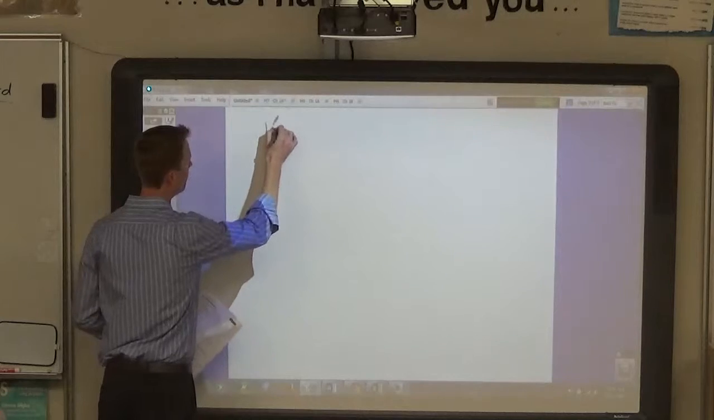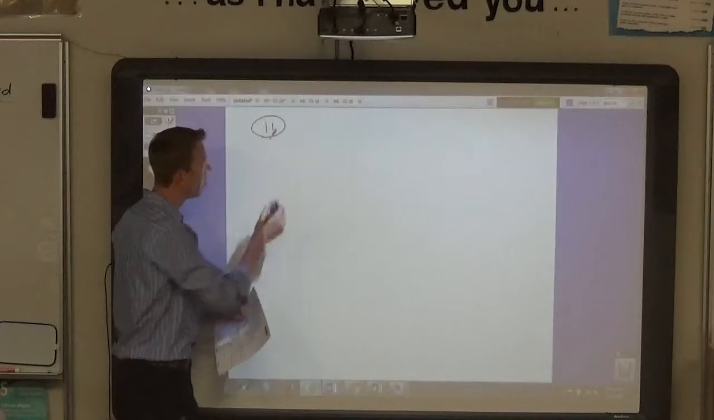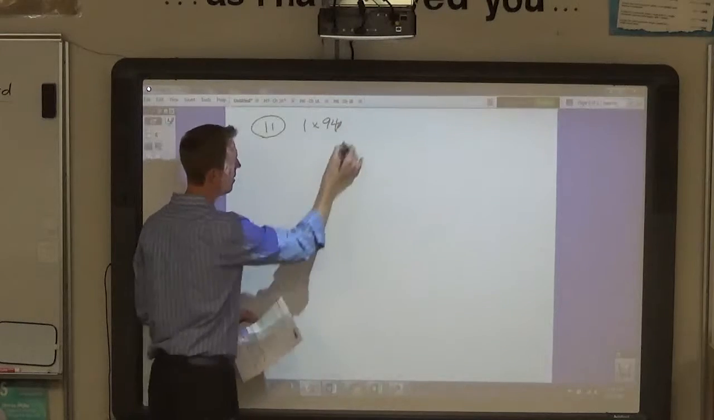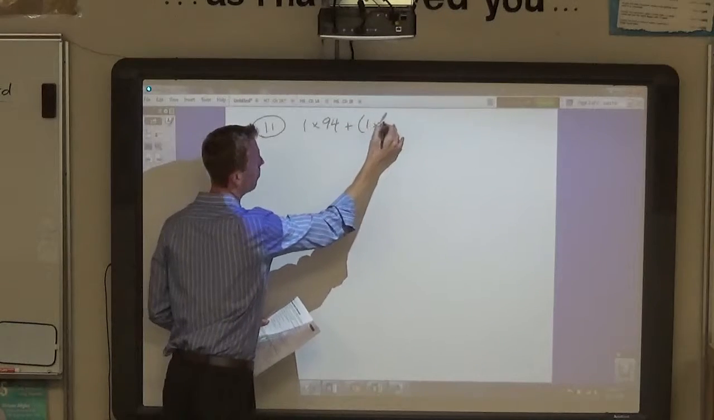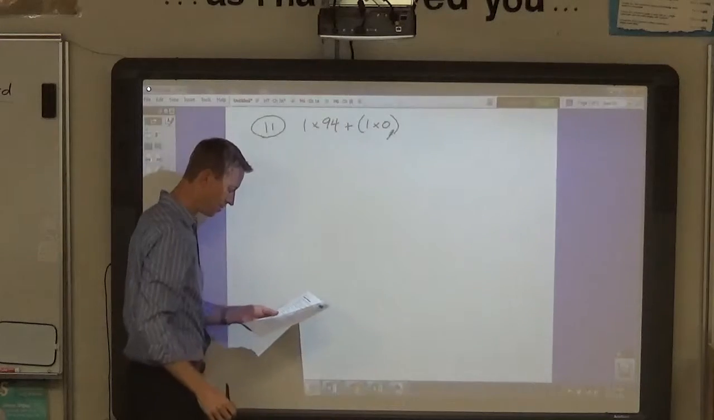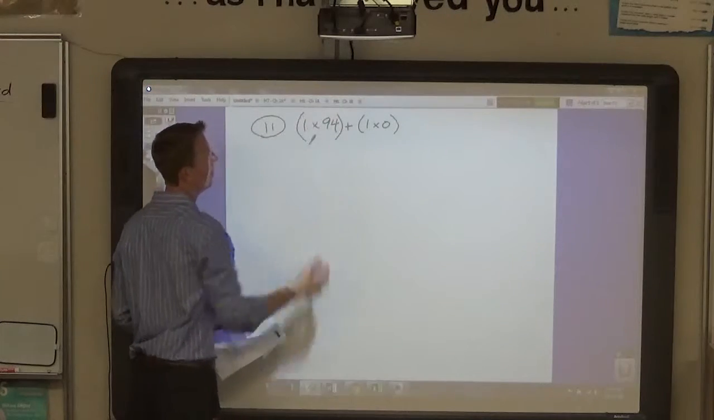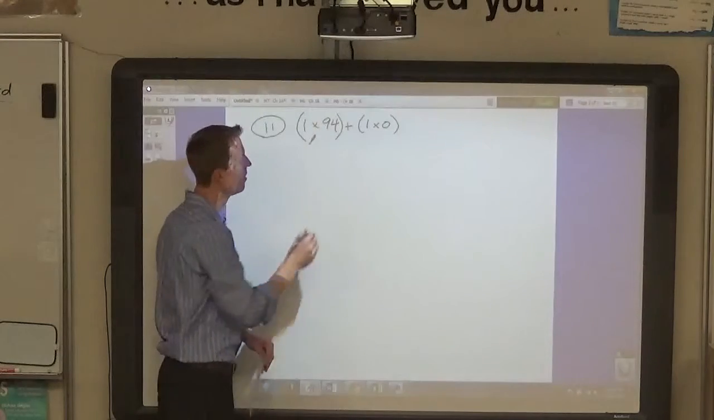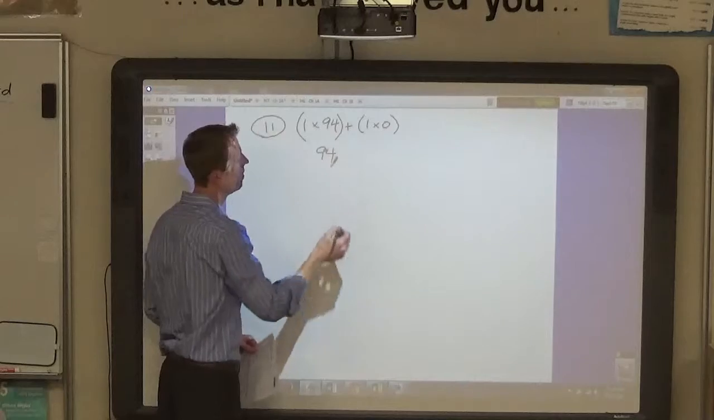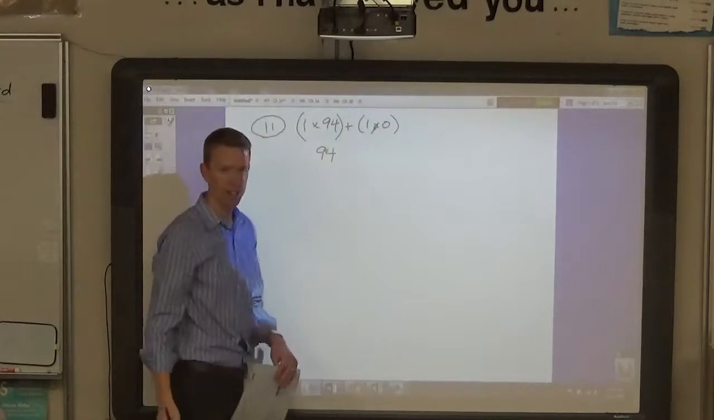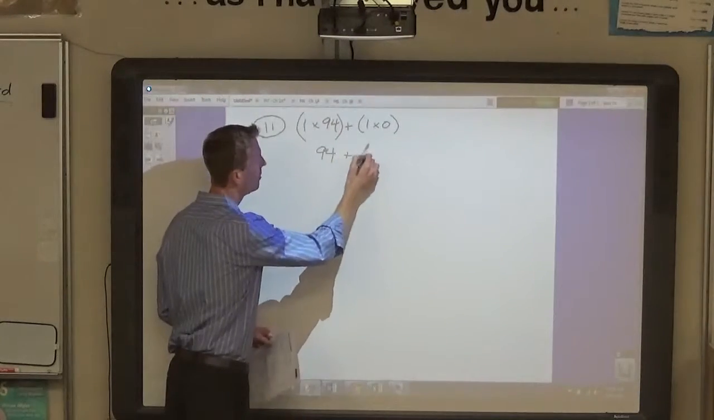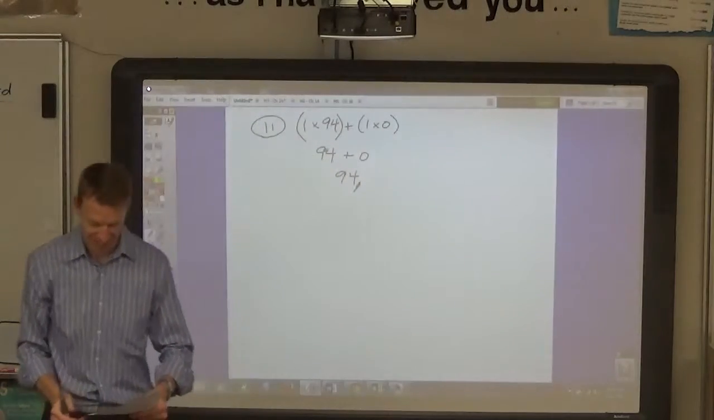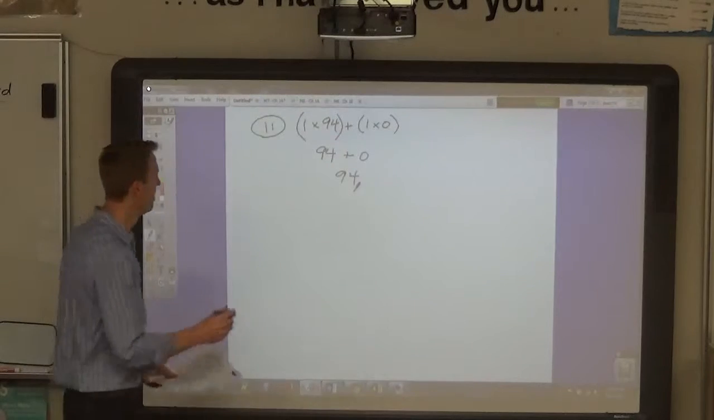Number 11. 1 times 94 plus 1 times 0. Wow. Well, if we use the identity property of multiplication, we know that that's 94. And if we use the 0 property of multiplication, we know that's 0. Woohoo! That was the easy one, yep.